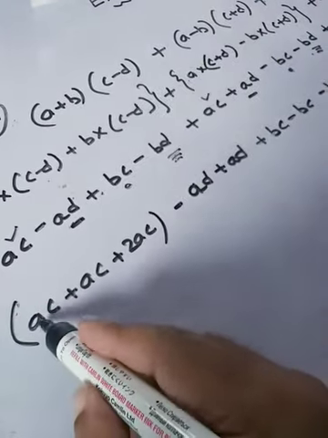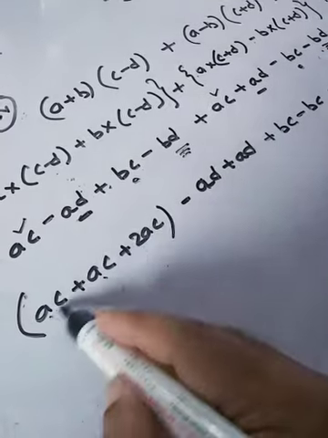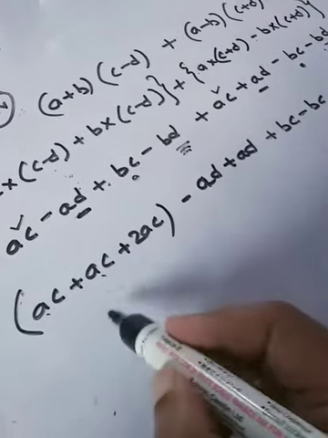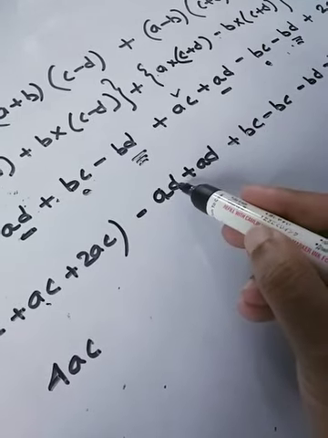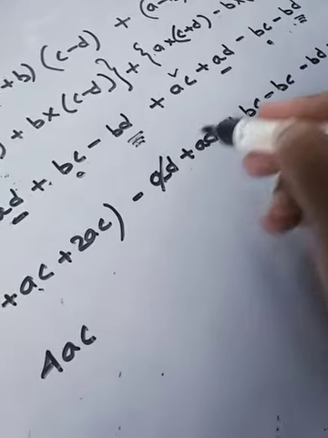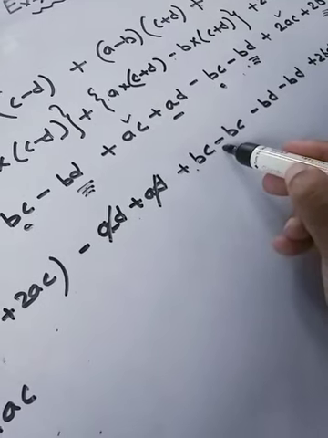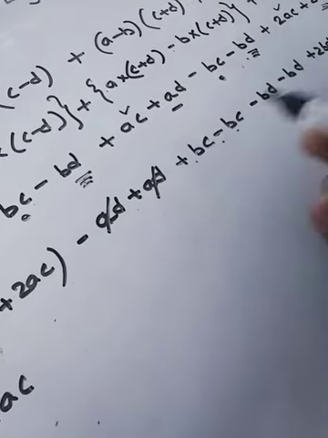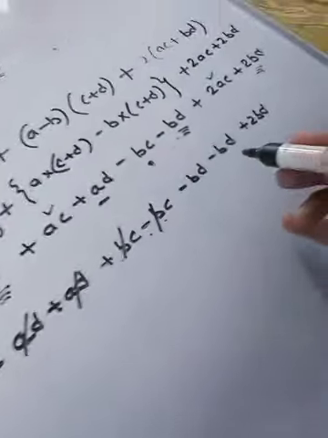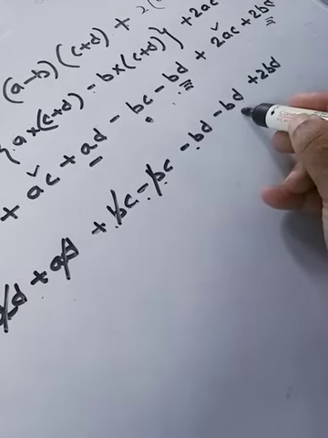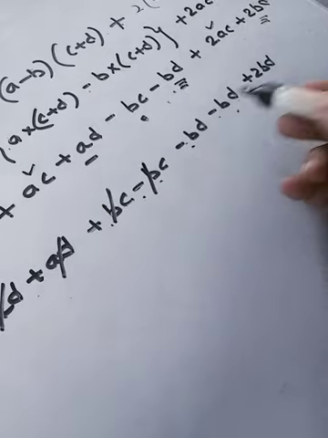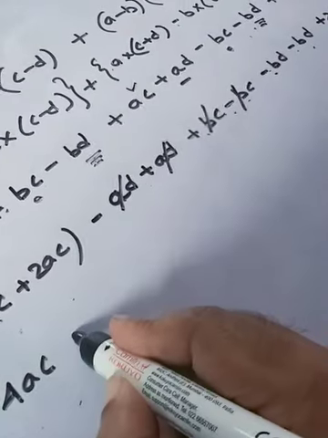Okay, now solve this. It will be AC plus 2AC. How many ACs are there? Here is 2, here is 2. So 4AC. Minus plus minus. So AD minus AD is 0. So we'll cancel it out. Plus minus BC minus BC is 0. So we'll cancel it out. Minus BD. Okay, minus BD is what? Minus is what? Plus.